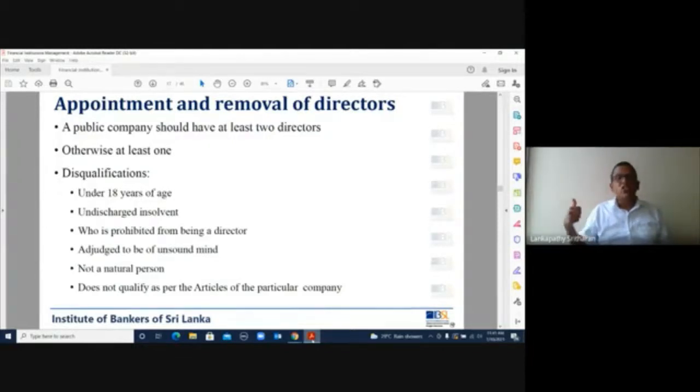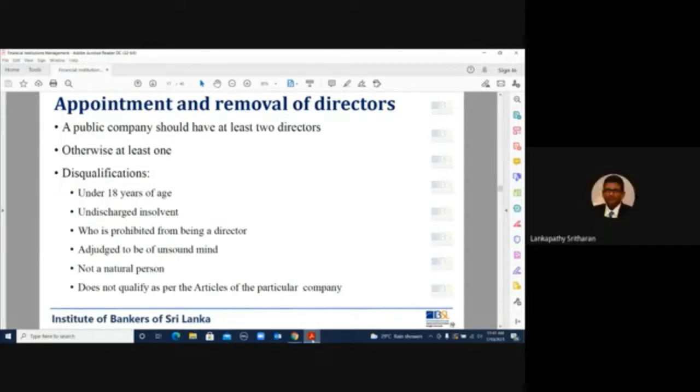Again, a person of unsound mind is prohibited, and also anyone who is not a natural person. Natural person in the sense that a company cannot be a director of another company, so a natural person has to be the director. A company can be considered an artificial person and does not qualify as per the articles of a particular company, so it cannot become a director of a company.